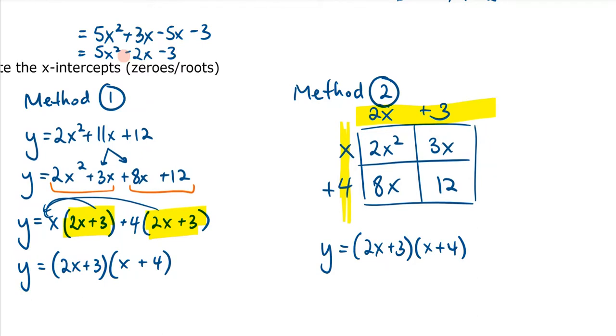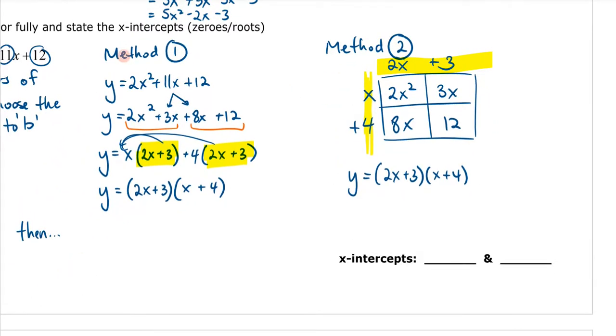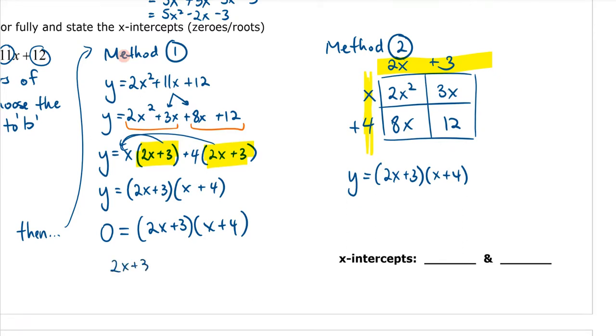Okay, now if I want my x-intercepts, well, you gotta set this equation to be 0. So 0 equals 2x plus 3 and x plus 4. Okay. And, okay, so I need this factor to be 0. So 2x plus 3 equals 0 gives me one x-intercept. And this factor here, x plus 4, can be 0 to give me the other x-intercept.